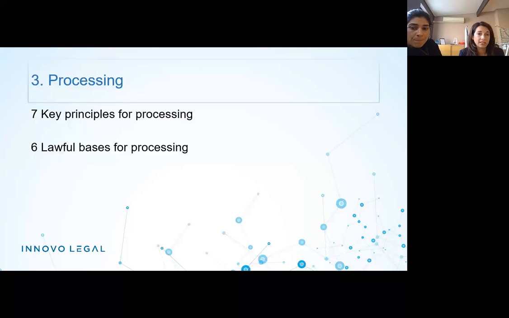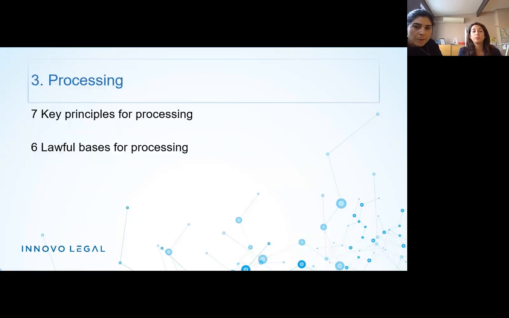Integrity and confidentiality, or security, is another one. We'll go through that. So basically keeping the personal data safe. And accountability: internally making sure that you do the right things around privacy, and we'll touch on those. So these were the seven key principles for processing.